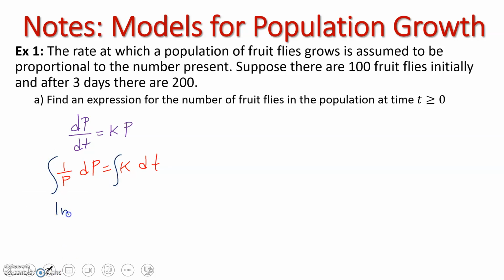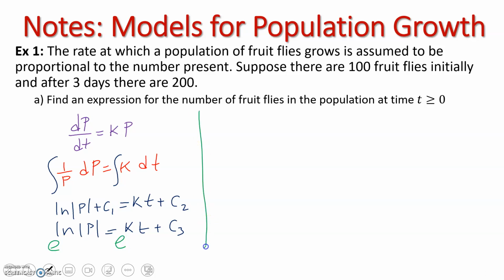The left-hand side becomes ln absolute value of P plus some constant, and the right-hand side becomes kt plus some constant. We'll move the constants to one side of the equation, and joining our c sub 2 and c sub 1, we get c sub 3. Then we'll put both sides with a base e, and this will then become absolute value of P is equal to e to the kt plus our constant.